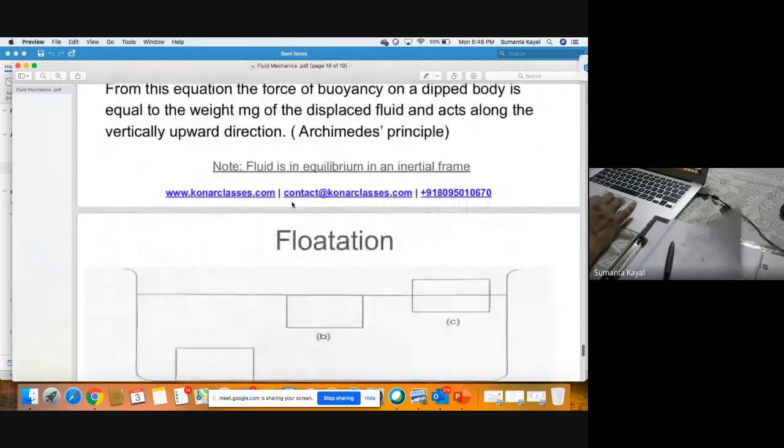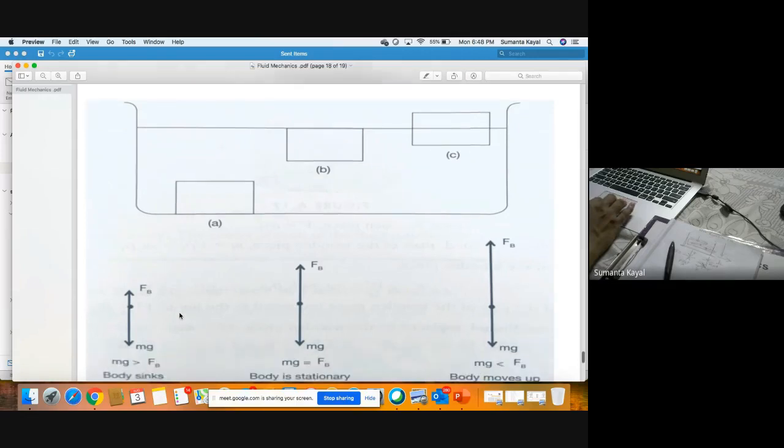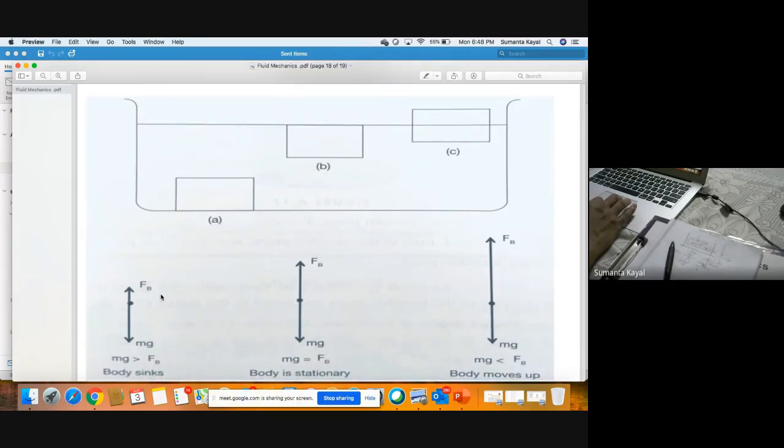Now flotation, how one object floats. Using that principle, if the amount of weight is greater, as in figure A, if the weight is greater than the amount of force applied on that particular object, then of course that body will sink.